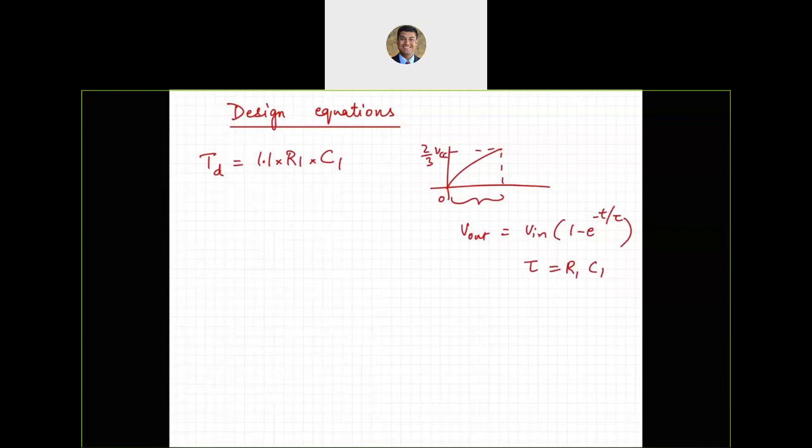Okay, so let's quickly do the design. That's one main equation that you need to use for all the things related to project 3. What is R1? Well, we have fixed that R1 to a 100 kilo ohm resistor.